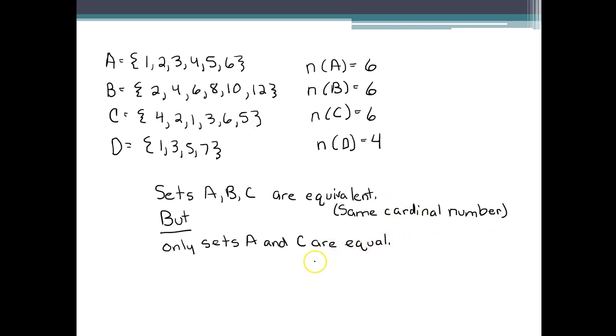Equal though, in order for A and C to be equal, what this tells us is that they have all the same elements. And then D is not even in this because D has a different cardinal number and it does not have all the same elements of any of those sets. So it's not equivalent or equal to A, B, or C. So there you go. So that's those definitions.